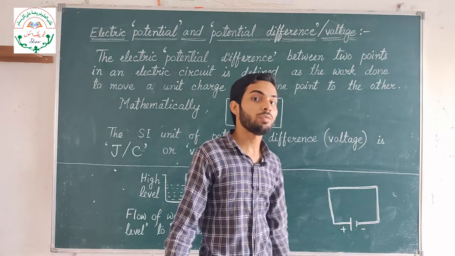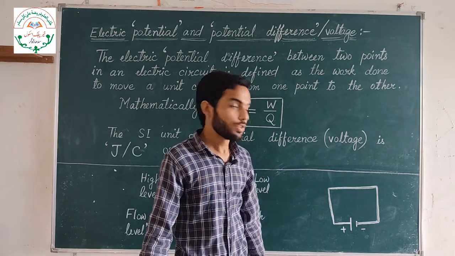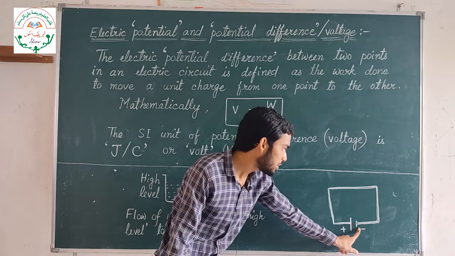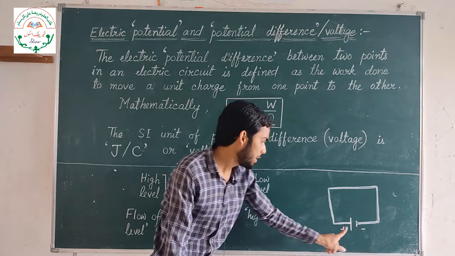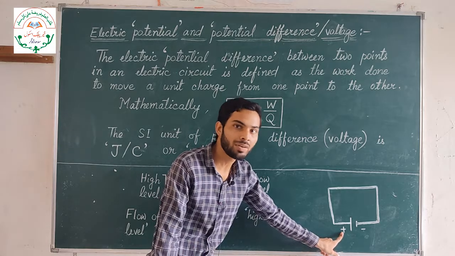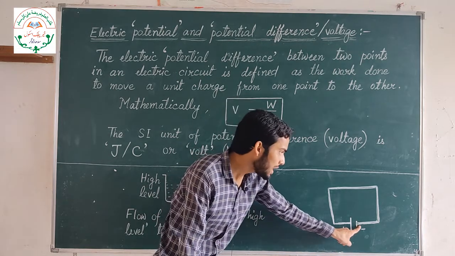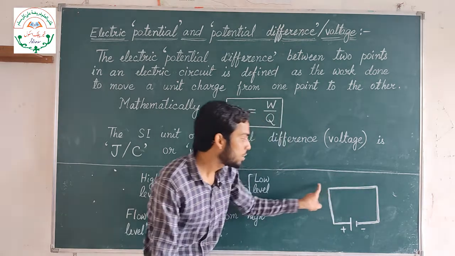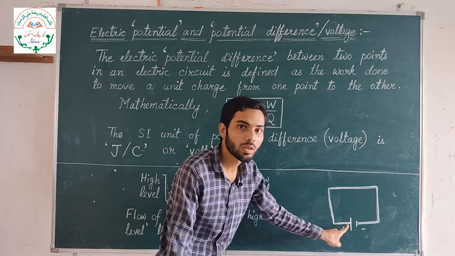Now, how can we understand this? Suppose this is at low potential, and you already know that this is the positive terminal at high potential. So the electron moves from the negative terminal of the battery towards the positive terminal.